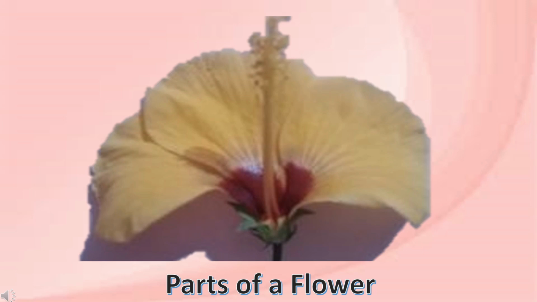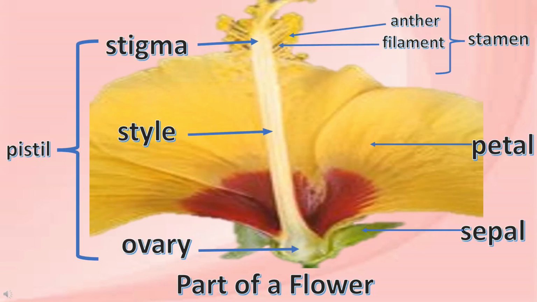Kids, here is the gomamela flower. Parts of a flower. Stamen. Stamen has two parts, the anther and the filament. Petal, sepal, and pistil. Pistil has three parts: the stigma, style, and the ovary.